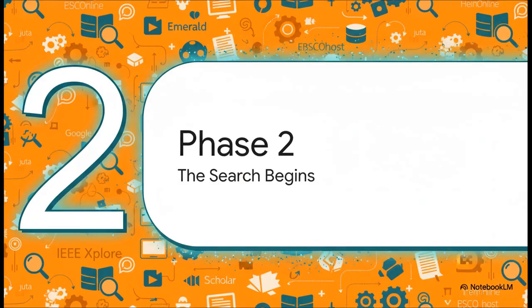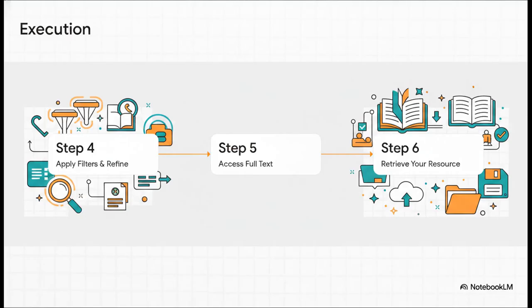All right, our plan is solid. We've charted our course. Now it's time to actually start climbing. Phase 2 is all about the search itself. Let's see how it works. So in this phase, we're going to take that huge list of search results and shrink it down to just the perfect sources. Then we'll get our hands on the actual articles and make sure we don't lose them.